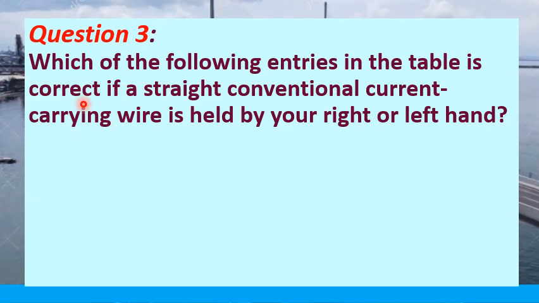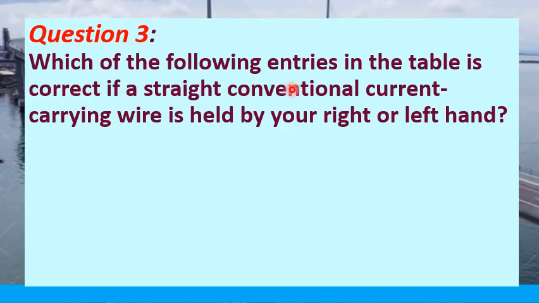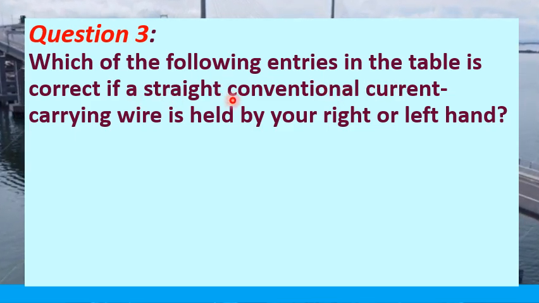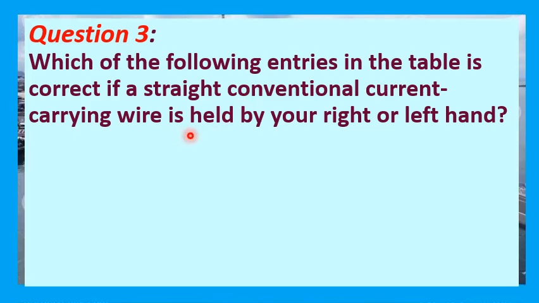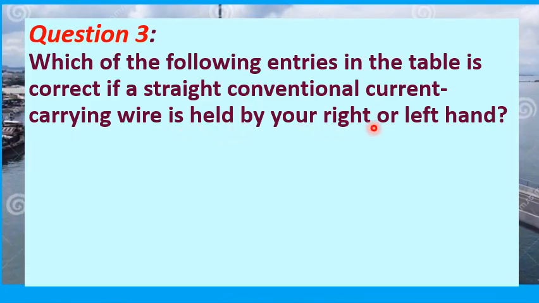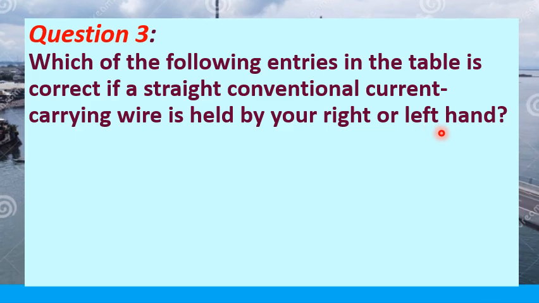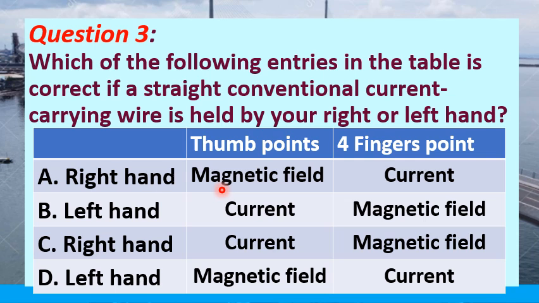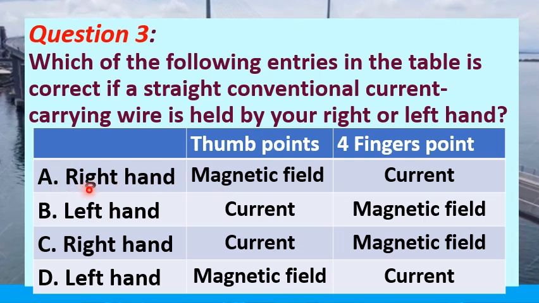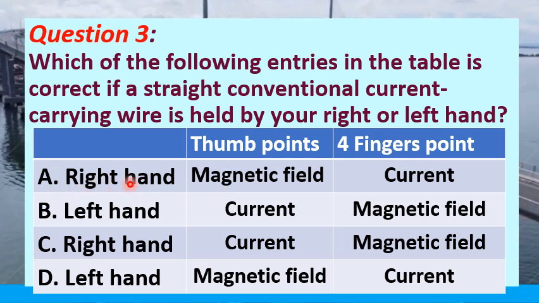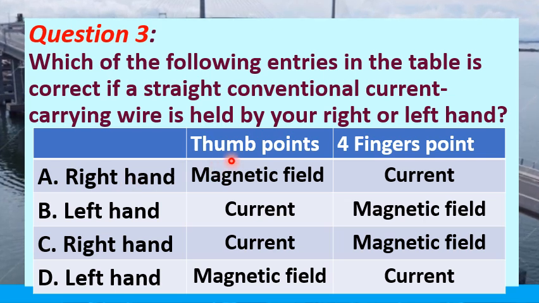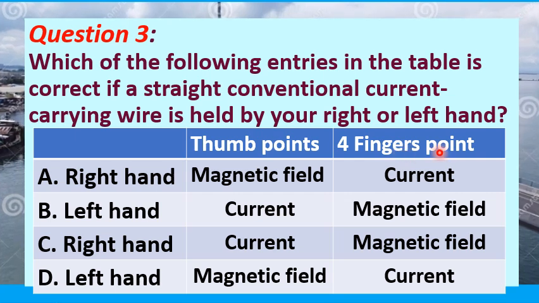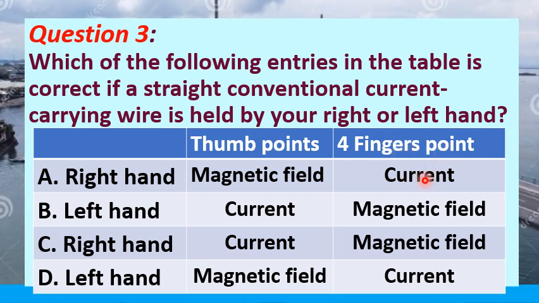Question number 3. Which of the following entries in the table is correct if a straight conventional current carrying wire is held by your right hand or left hand? Choices are letter A. When the right hand is used, the thumb points towards the magnetic field, and the four fingers, when curled, point towards the conventional current.